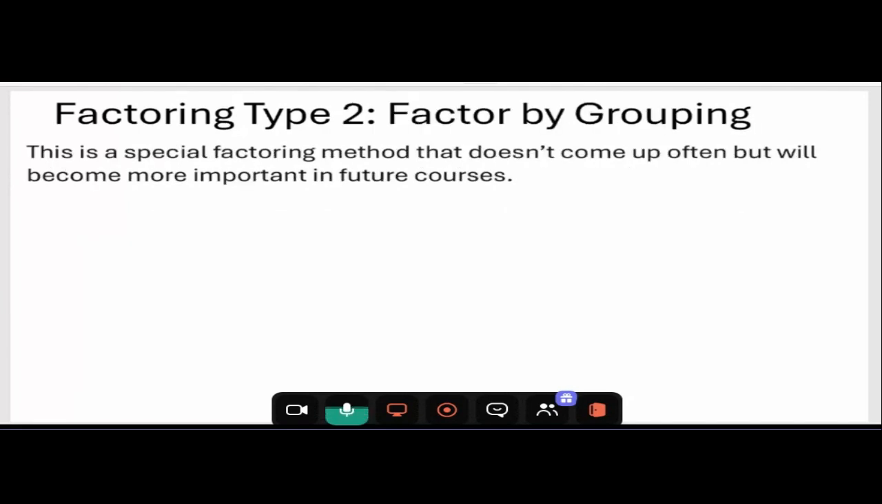Okay, factoring type 2. This is just a little one. This does not come up very often in this course especially. It turns out to be useful in a very specific but important situation that comes up in future courses. But in terms of this course, it's just sort of a little side there, like, hey, let's show them factoring by grouping because they're going to need it in a later course.